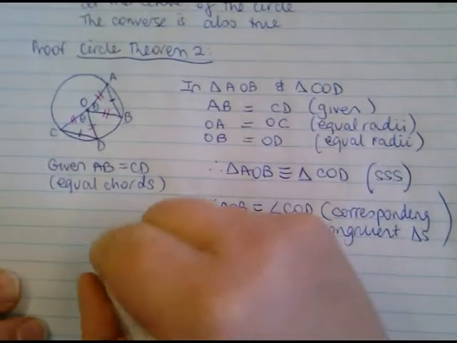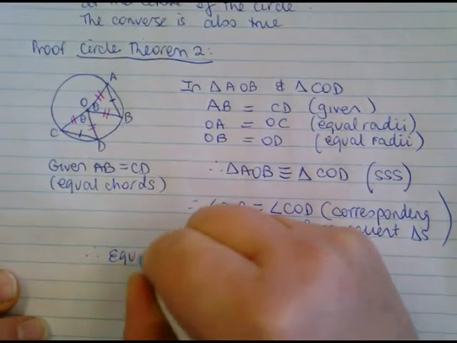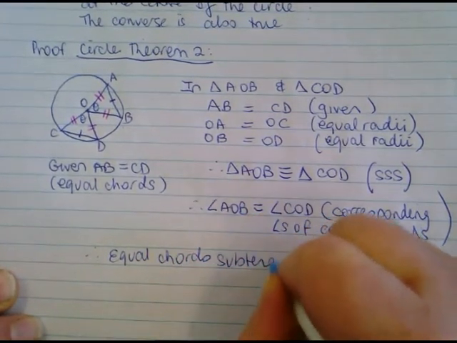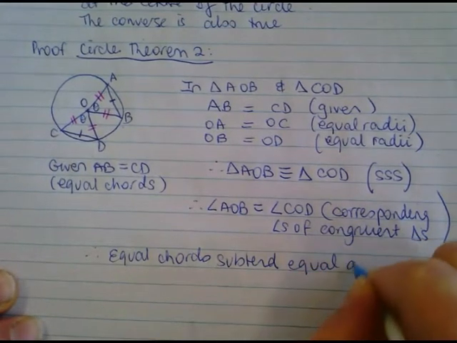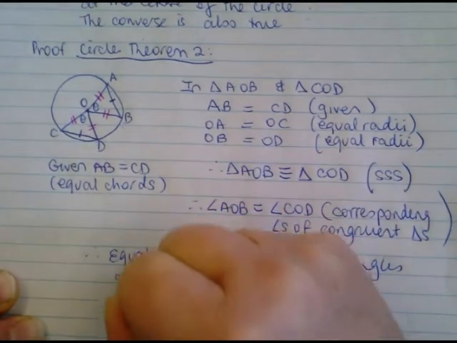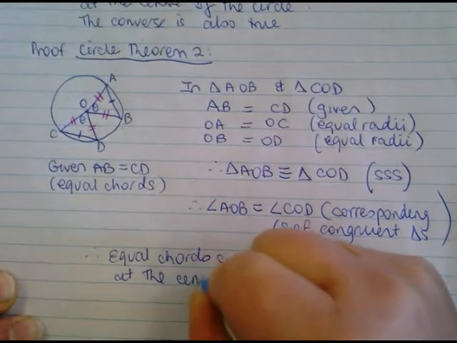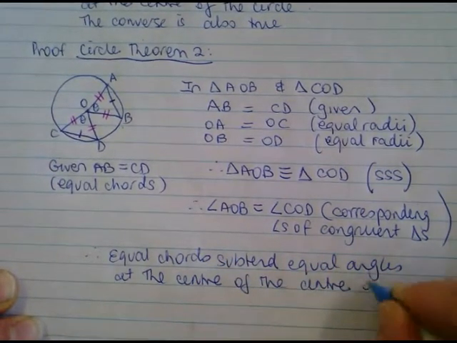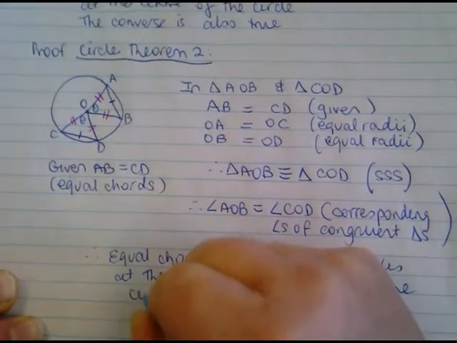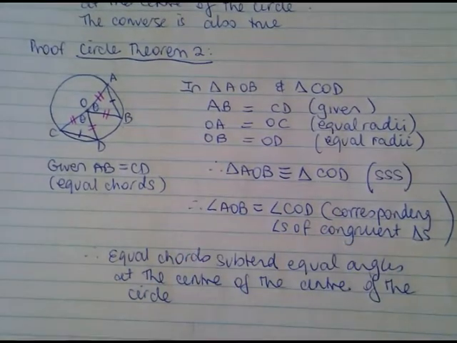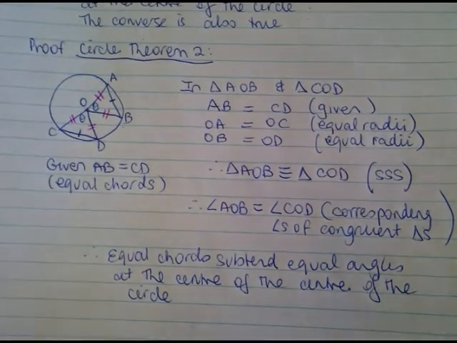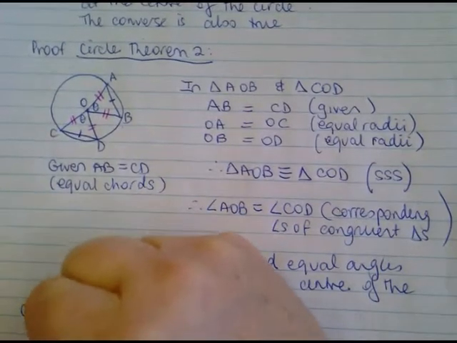So let's just write, therefore, equal chords subtend equal angles at the center of the circle. Now, if you want to prove the converse, it would not be the SSS proof. Do you know what proof it would be?